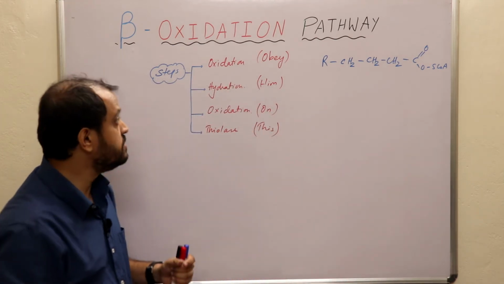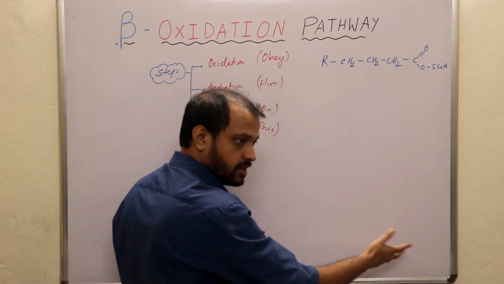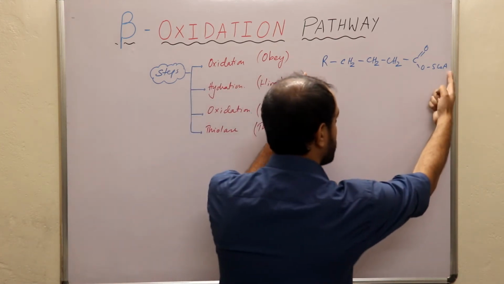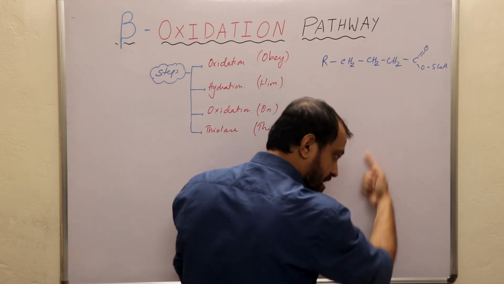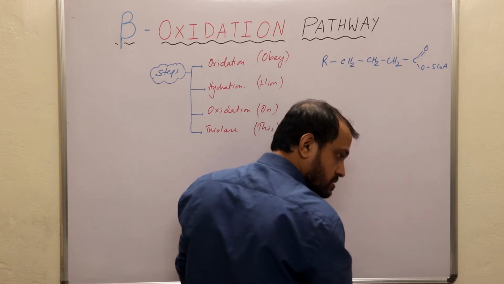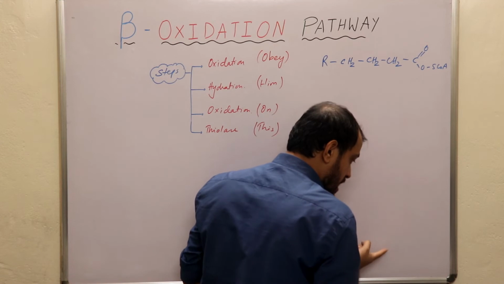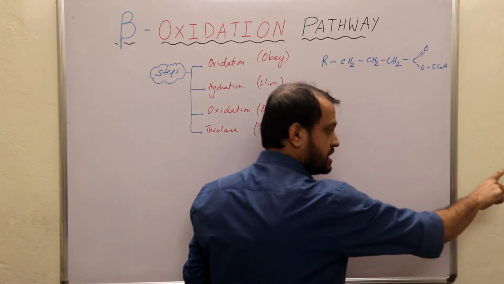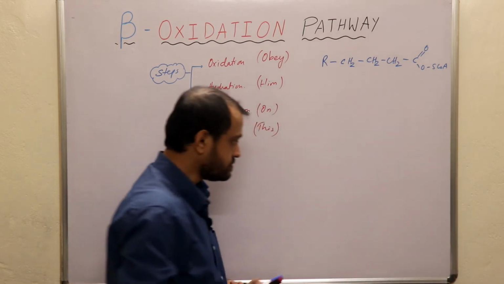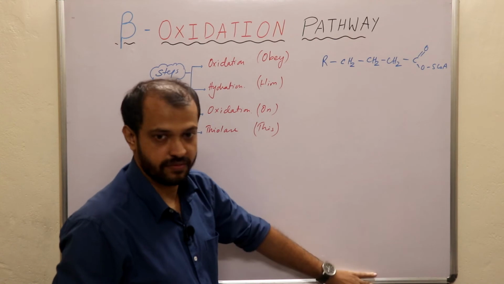That means beta oxidation is a continuous process. Okay, that means you start with a large number of carbons, then at each cycle you will lose 2 carbons, and these 2 carbons are converted into acetyl CoA, and this acetyl CoA can now enter into the Krebs cycle and give you ATP. And this acyl CoA will again join the beta oxidation pathway.